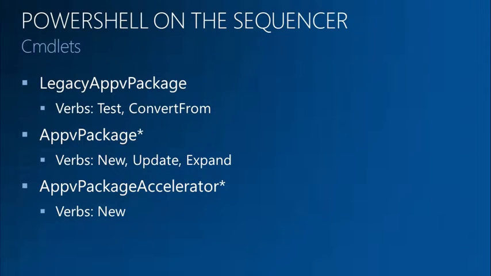The verbs that apply to the appv package, which is the noun you would use for doing sequencer automation, you can see new, update, and expand. You can think of these as almost being a one-to-one mapping with the packaging UI. So you have a new package wizard, and if you wanted to do the same operation in an automated fashion, you would use the new appv package commandlet. And then same with update and expand.